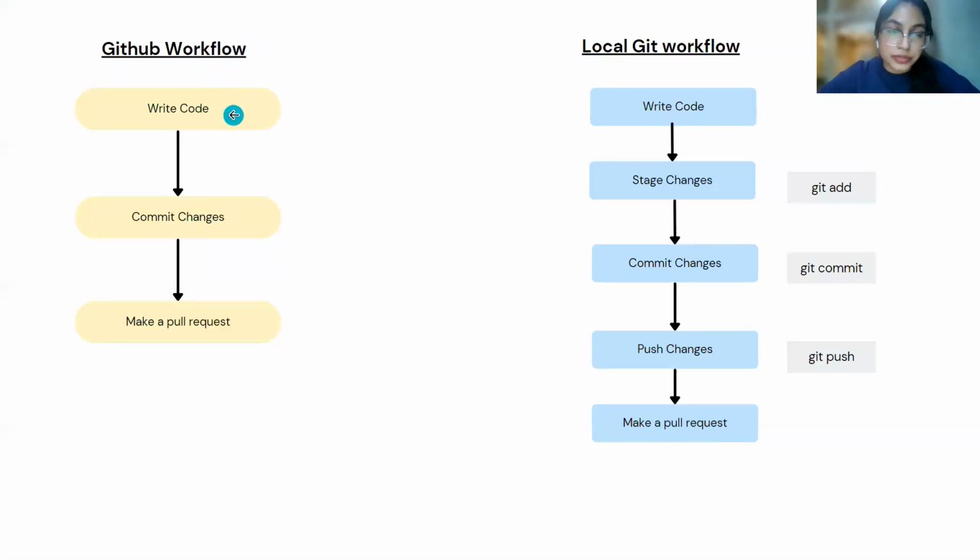You write code in your files, you make changes, and you make a pull request if you're working in a different branch. If you're working in the same branch, which is not recommended, by the way, if you're working on a project with multiple people, it's 100% not recommended to work on the same branch because that's going to create a lot of conflicts that you will not be able to fix later.